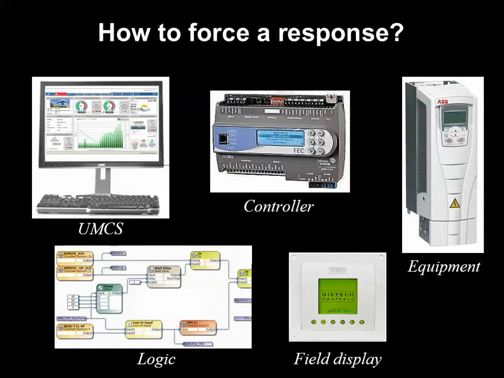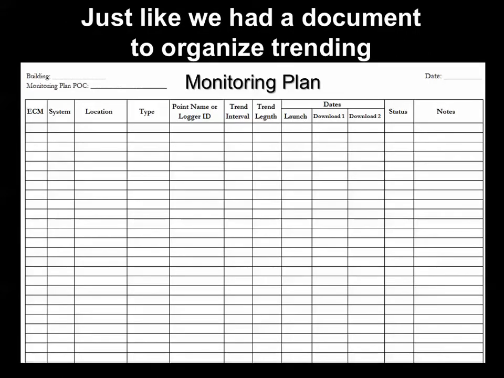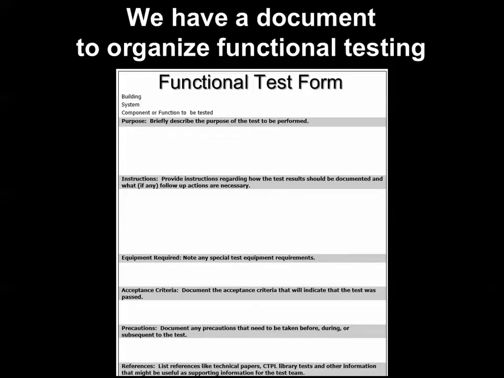But the most important rule of thumb is coordination. If you want to affect some change in one of your systems, who needs to be aware of what you're doing, or approve it beforehand, or be contacted if something goes wrong? Know these roles, responsibilities, and procedures ahead of time, whether you're performing the test yourself or managing someone who is. And just like the monitoring plan helped us organize our trending needs, functional test sheets can help us plan and perform a tight functional test.